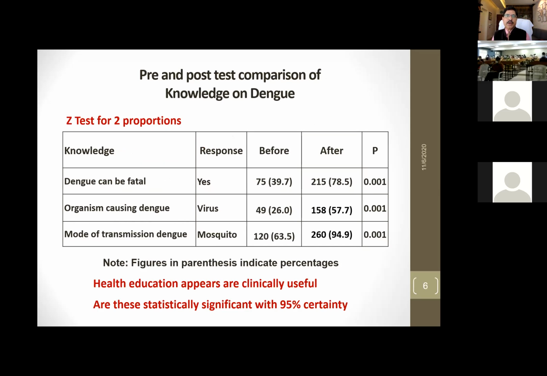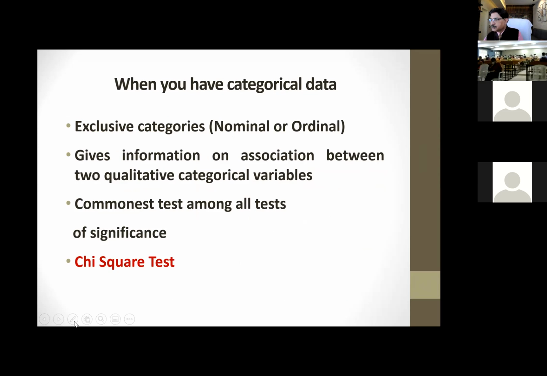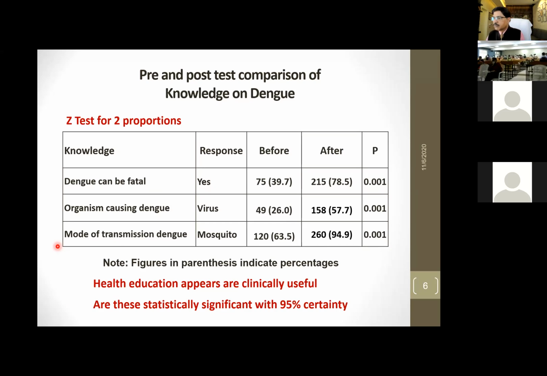Okay. Now, let us see here. So we have done a comparison of dengue knowledge. What we did was give a sort of health education about dengue fever. So the dengue knowledge we are comparing before the health education and after the health education. Okay, you see, before that, dengue can be fatal.